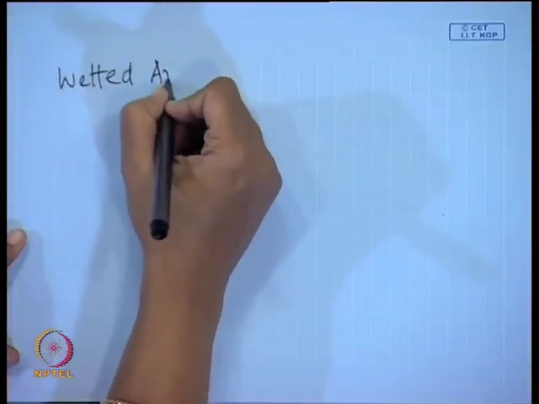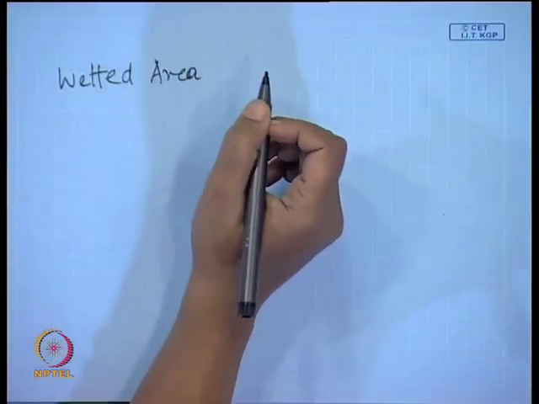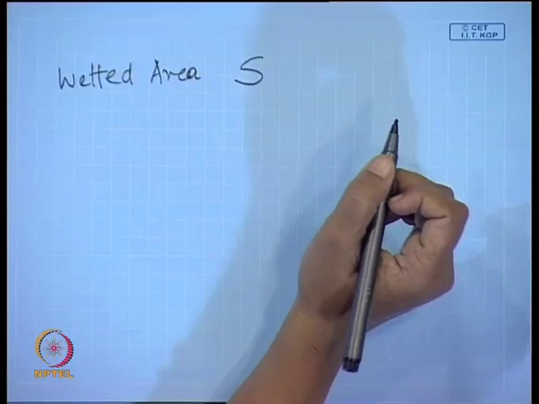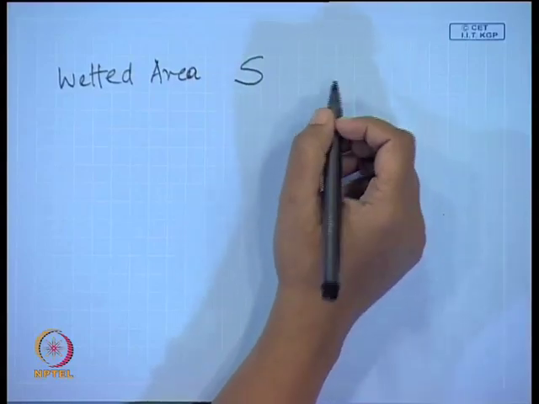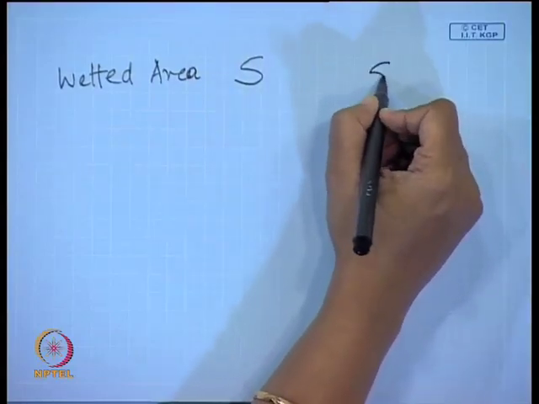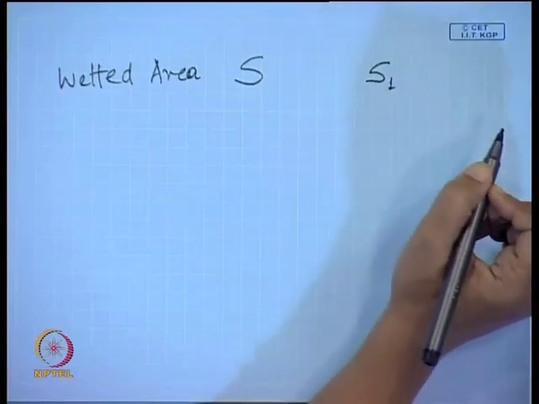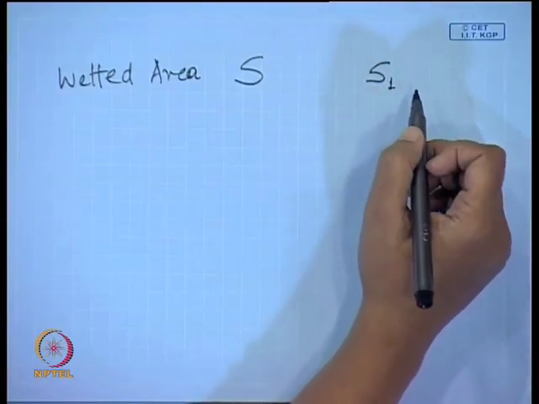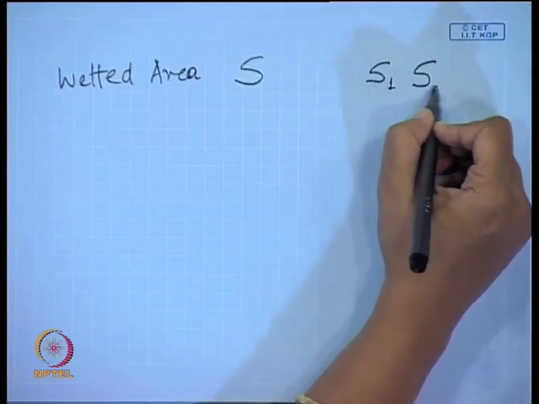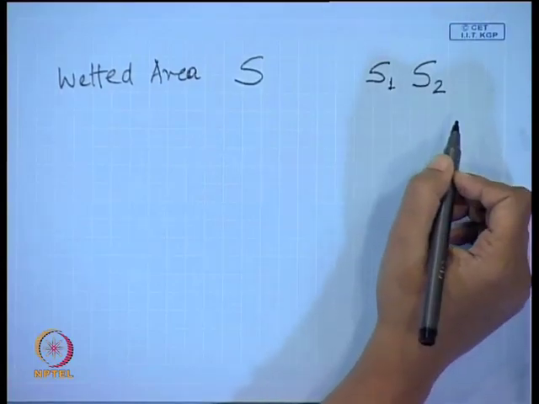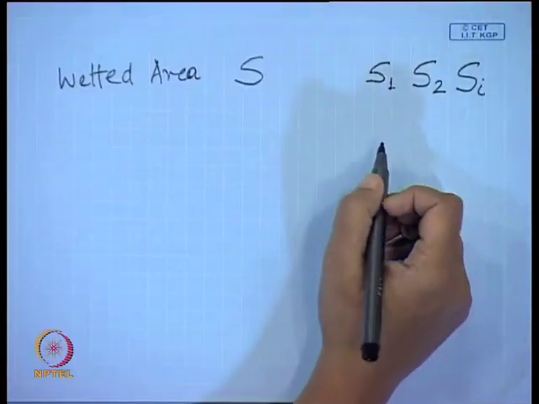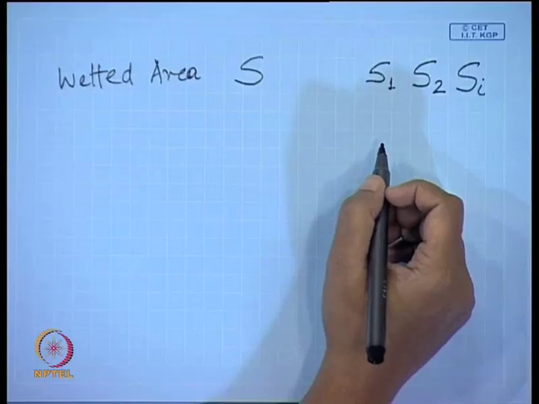the wetted area or the wetted perimeter as you say. Usually you can denote it as P, but I prefer to denote it as S. In this particular case, for two phase flow situations, we will have an S1. S1 denotes the area in which phase 1 is in contact with the wall. We would have S2, the area in which phase 2 is in contact with the wall. In addition, we are going to have SI, the interfacial area as well.